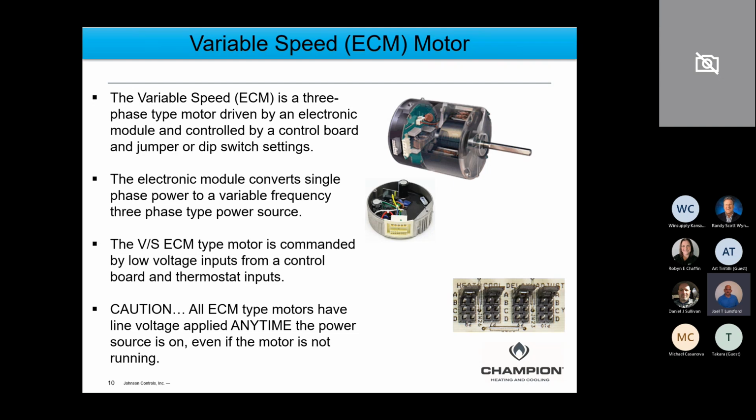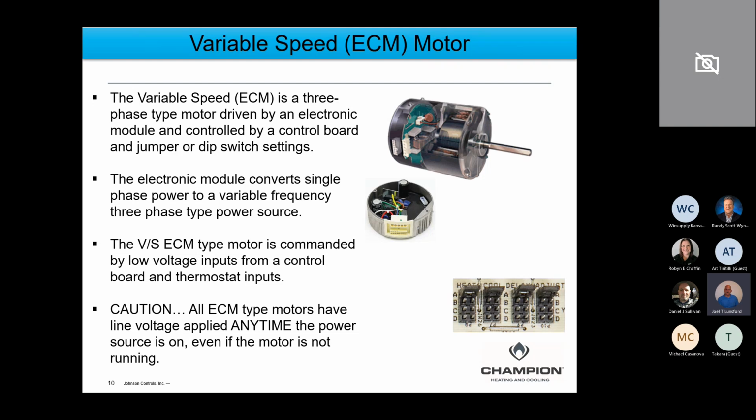But the variable speed ECM, again, is a 3-phase type of motor driven by an electronic module and controlled by a control board with jumper or dip switch settings for the airflow settings. So that makes it very, very convenient. You can set up your airflow on a control board with some jumpers or dip switches. But just like the other ECM type of motors, the electronic module converts that single phase power to a variable frequency 3-phase power source.